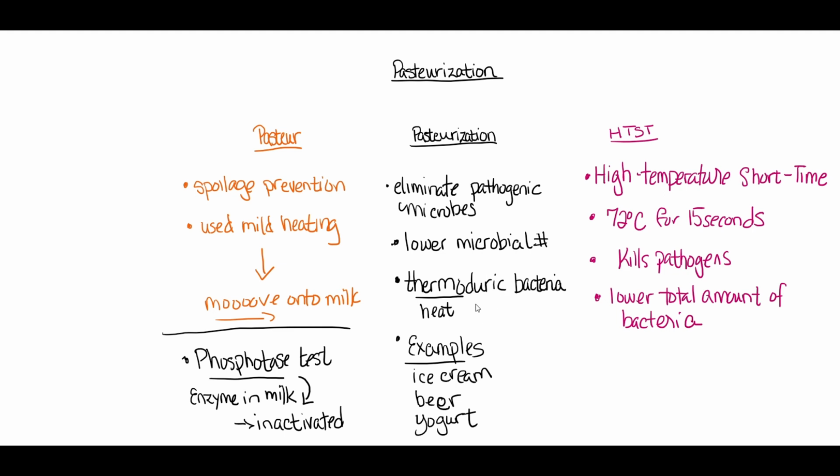What we see here is that pasteurization can kill thermoduric bacteria with heating. Examples of what's used for pasteurization are ice cream, beer, or yogurt. We have high temperature short time, where there's 72 degrees Celsius. That's the temperature needed for 15 seconds to kill pathogens and lower the total amount of bacteria.